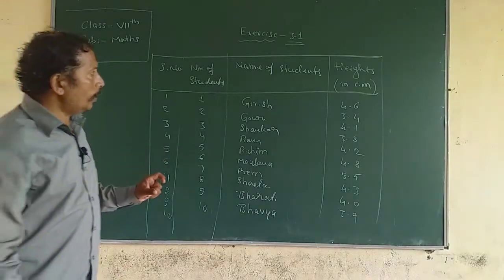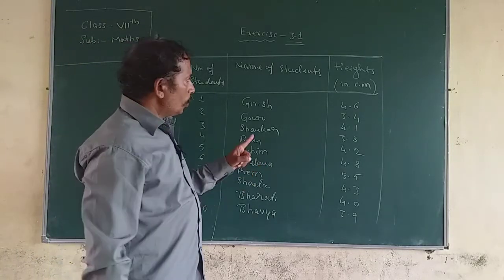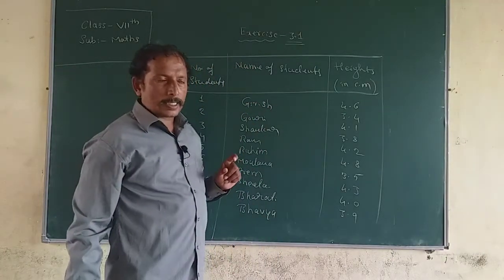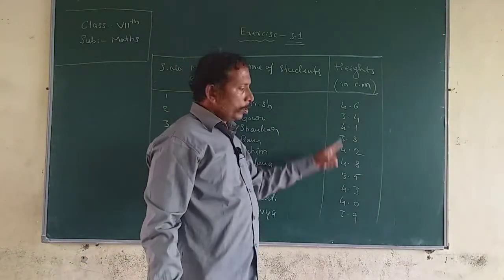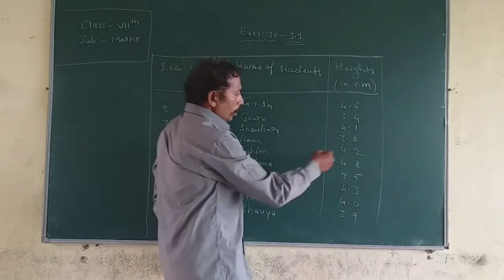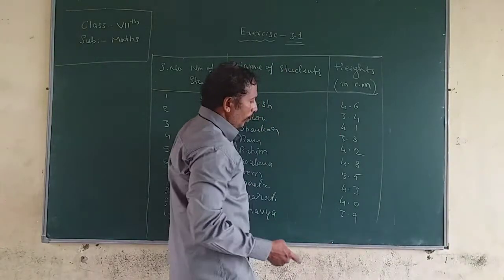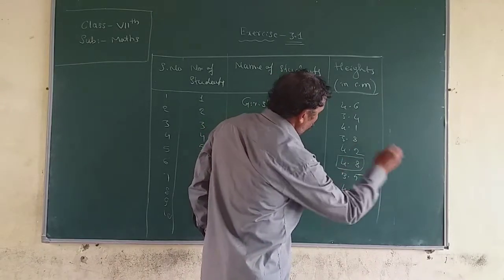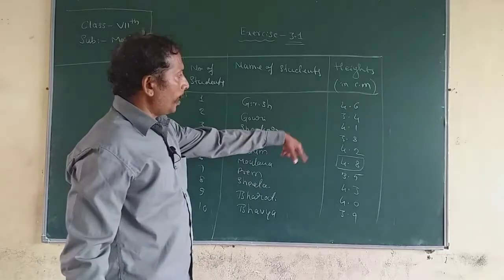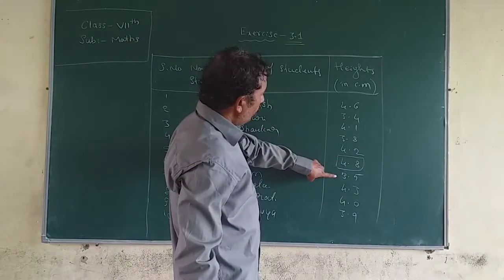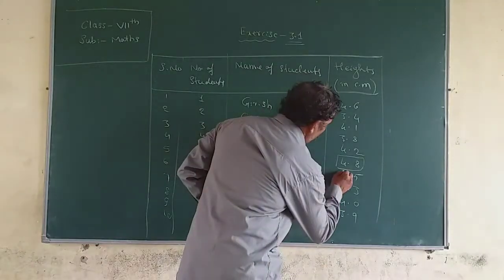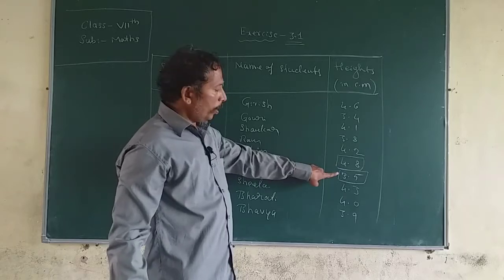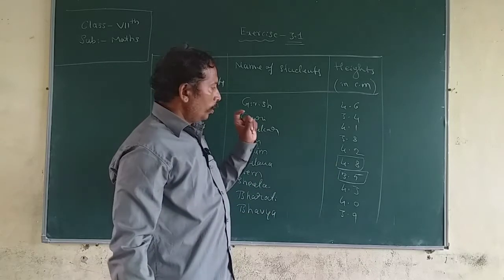Now we want to find the range. So in all these heights, identify which is the highest score. These are the heights of 10 students. Now the highest score here is 4.8. This is the highest. And the lowest height is 3.5. This is the lowest. Take the difference between the highest score and the lowest score. It gives you the range.